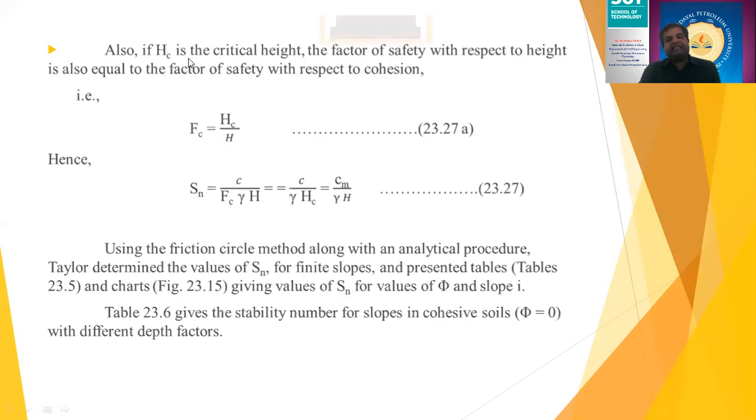Now if Hc is the critical height, when I'm taking the critical height, it means I need to assume the factor of safety as 1 because it is a critical condition.